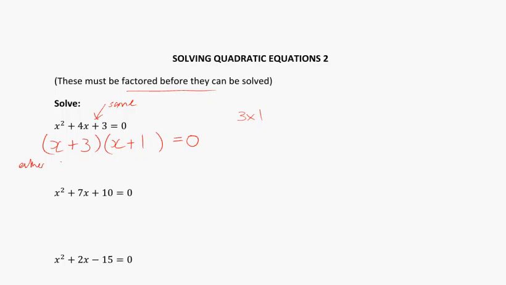Either x plus 3 is equal to 0 or x plus 1 is equal to 0. And take 3 off that side, we have to take it off the other side as well, and so x equals negative 3 or x is equal to negative 1, and those are our two solutions. Okay, let's try the next one.